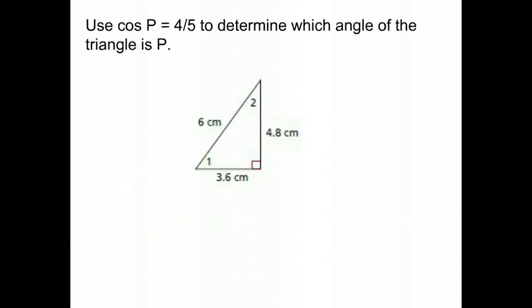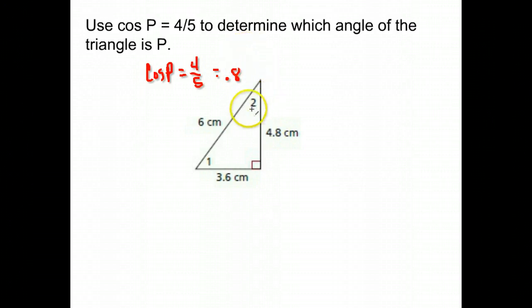We're going to do a little work with them. It says, use that the cosine of P is 4/5 to determine which angle in this triangle is angle P. So is angle 1 or angle 2 P? What we want to do is take a look at this and say, okay, the cosine of my angle is supposed to equal the ratio of 4/5. What decimal would that be? So I go 4 divided by 5, and I get 0.8.